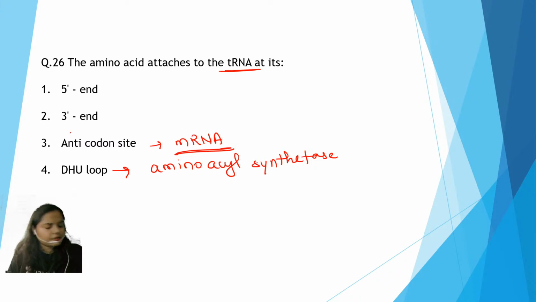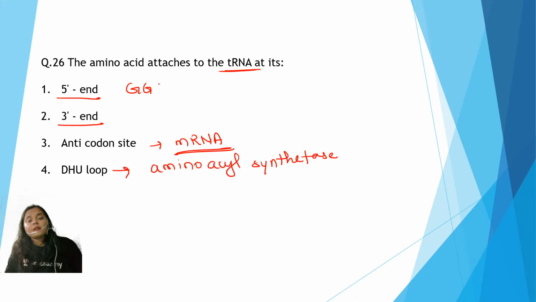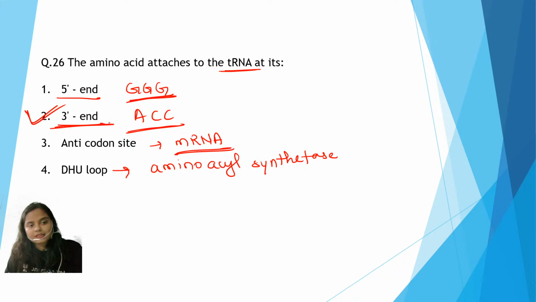Now coming towards the 5' end and the 3' end, the polyguanine sequence is present at the 5' end and the amino acids are attached at the 3' end, where this sequence is found, right? So it is attached at the 3' end. Okay, so the second option is the right option. I think most of you got confused. So this is the right answer.